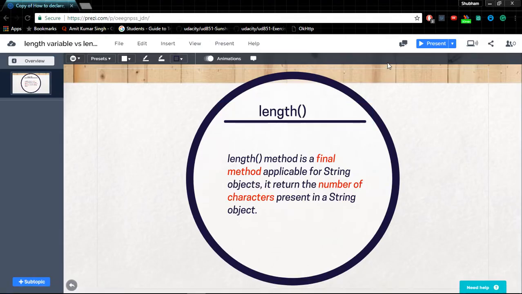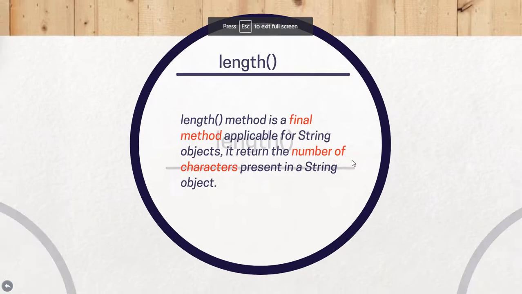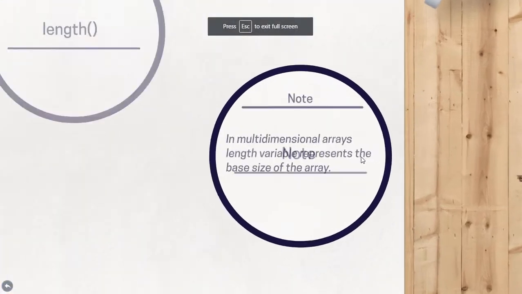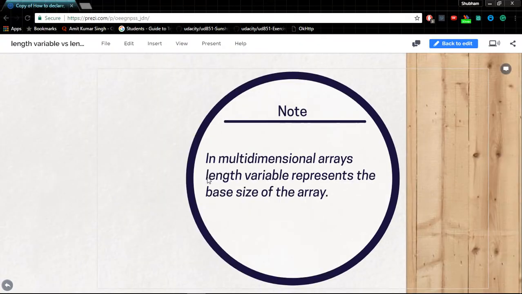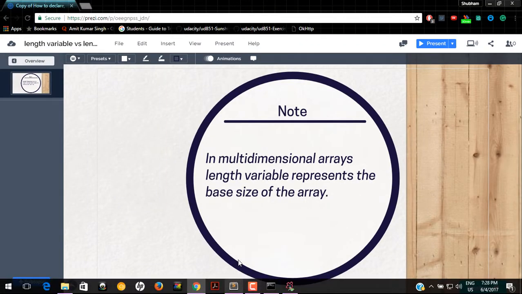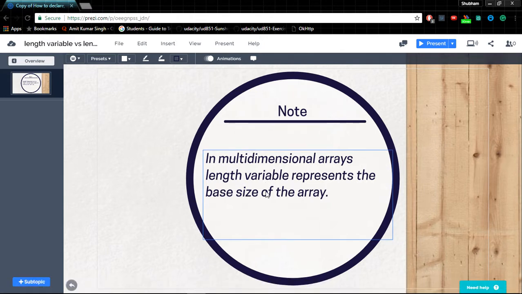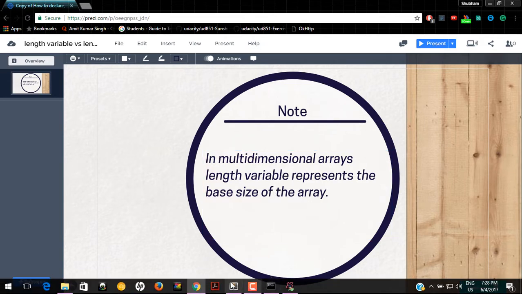Now let's look at an important note. In multidimensional arrays, length variable represents the base size of the array. What does it mean? In multi-dimensional arrays like two-dimensional arrays and three-dimensional arrays, our length variable will represent the base size of the array. So what does it mean?